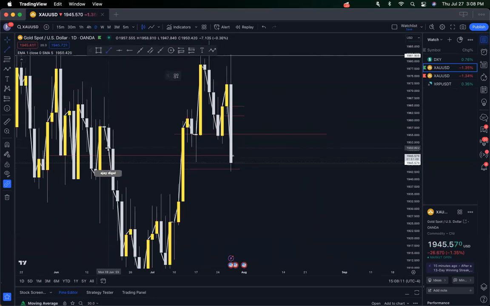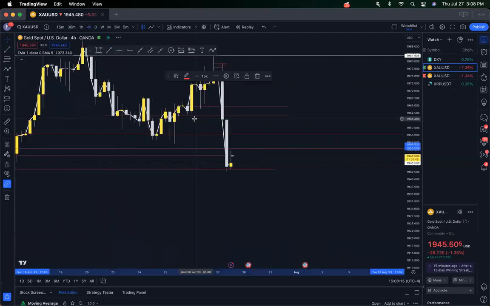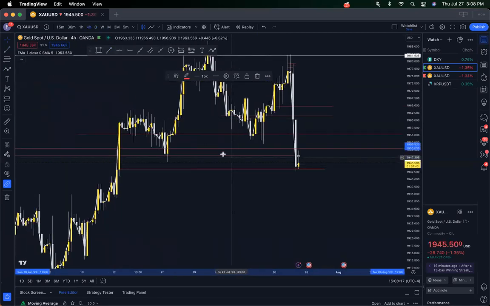Now I see this level on the daily as well. And I'm going to take out this monthly level.